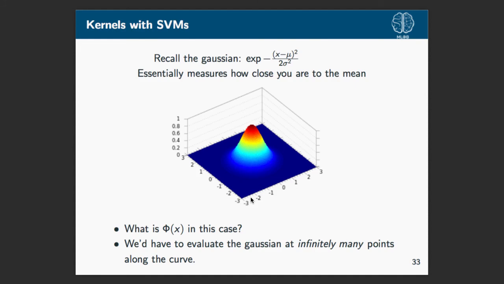For a polynomial case, this is really easy because we just raise it to the second degree power or something. But for this x, we're trying to find how close every point is to this x. Since the Gaussian is a continuous thing that runs in continuous space, we'd have to literally do it at infinitely many points to get all the points sampled across this mound, because this mound represents just one data point. So our phi of x would literally have to be an infinitely long vector.